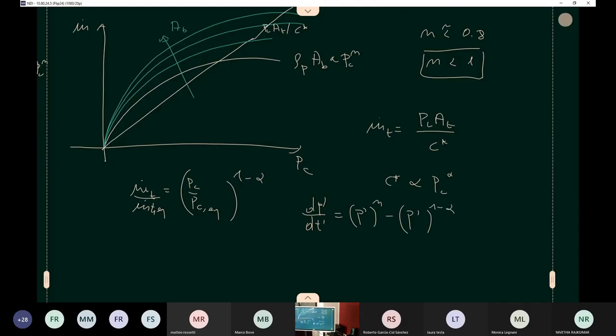And here the condition will not be for the stability, it will be that n should be less than 1 minus alpha. And so you see that this is something less than 1.